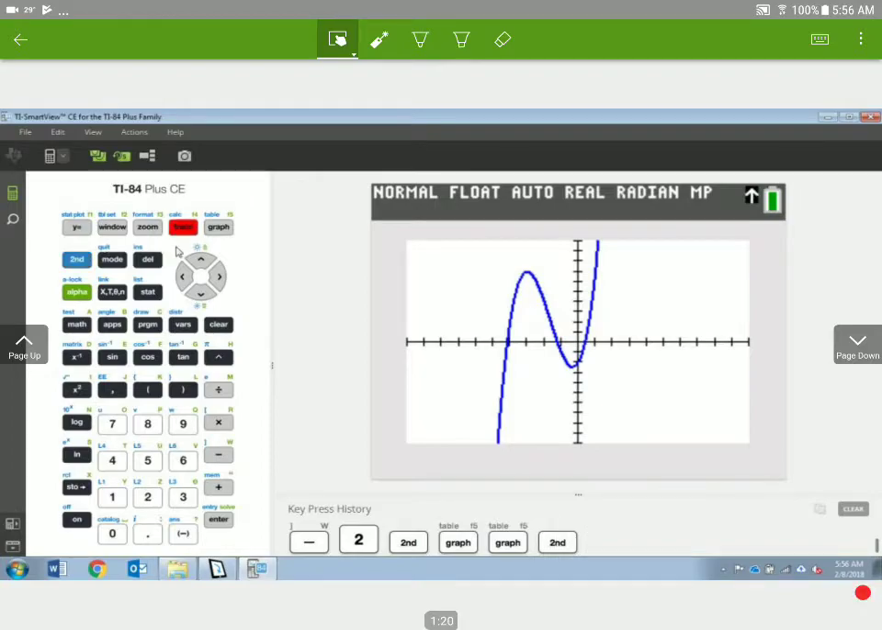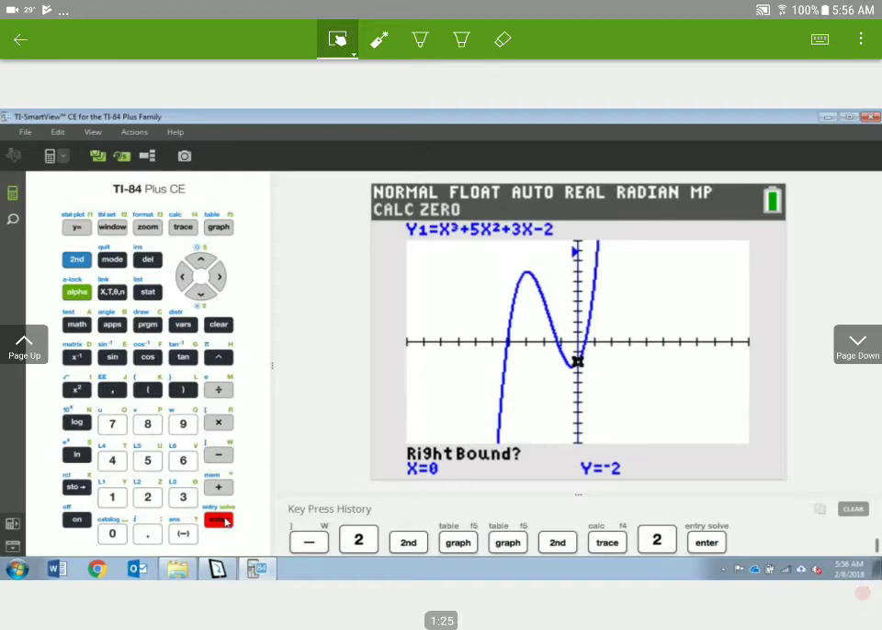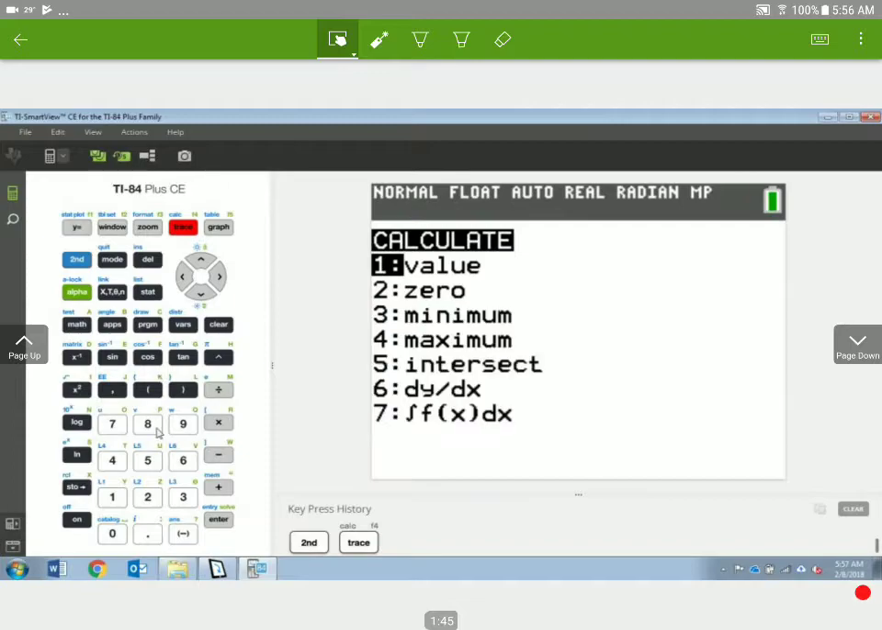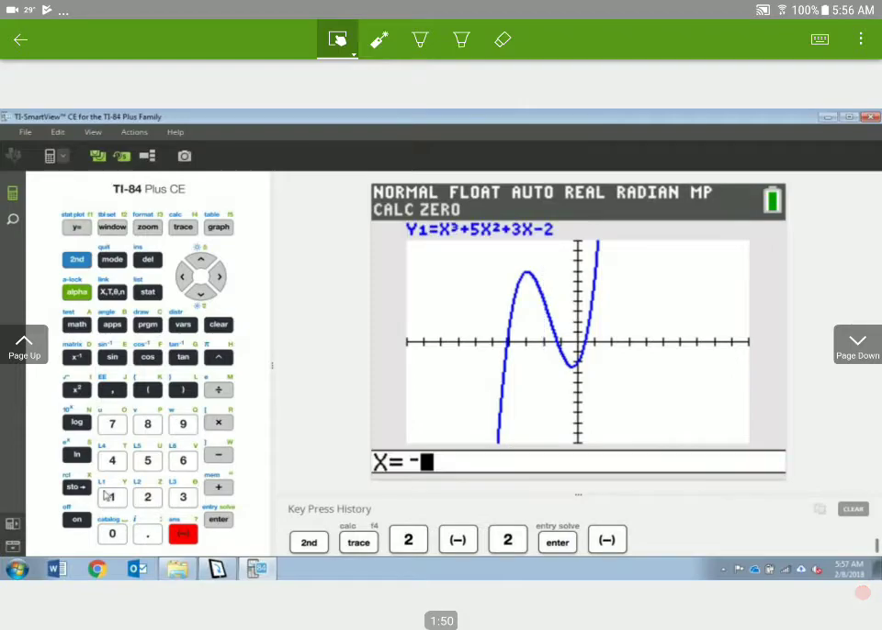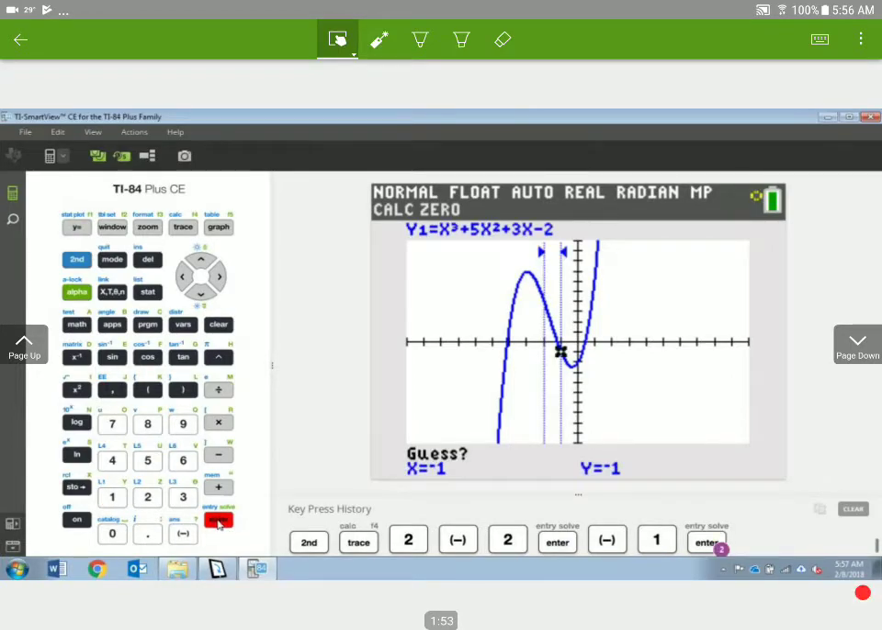So second, calculate, just like we did the last one, trace. Oh, I accidentally picked 0, so I'm going to do this one over here then. So I got a 0 at 0.40. Then let's move over to this one. So second, calculate 0. -2, enter, -1, enter, guess. And that's at -1.20. And then I have another 0 over here.